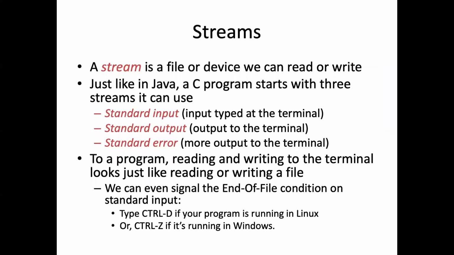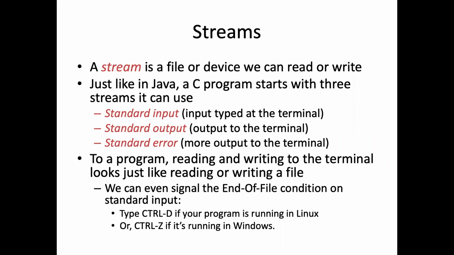We'll start by talking about I/O in C, input and output. And a C program, just like Java, starts up with kind of 3 places that it can do I/O for free. These places are called streams. That's just the C word for a thing that you can read stuff from or write stuff to. And just like a Java program, when a C program starts up, it's got 3 streams that are there already: standard input, standard output, and standard error.